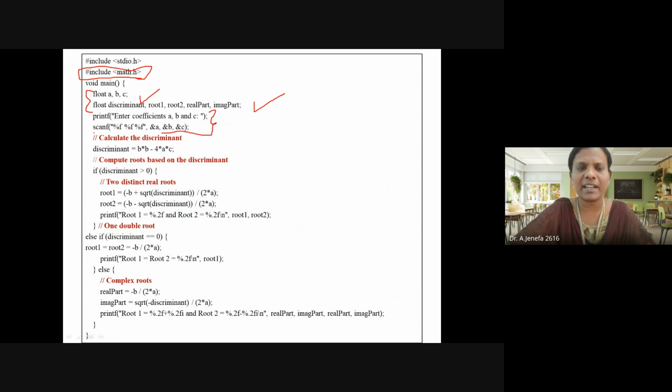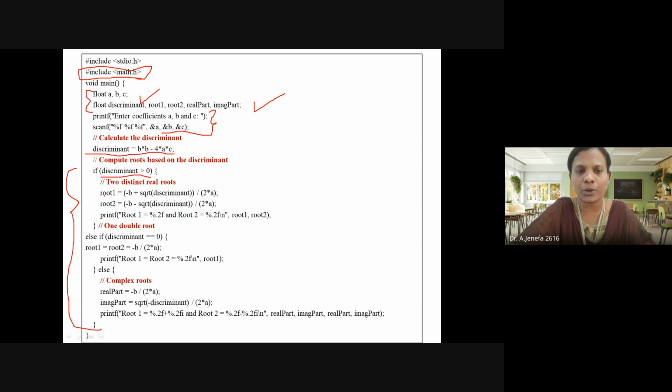After I get the values of a, b and c, before I check the conditions, I have to calculate the discriminant value. How do you calculate the discriminant value? b square minus 4ac. After I find the discriminant value, I need to check those three conditions. For checking the conditions, I have used the conditional statement if. For the first condition, if the discriminant value is greater than 0, we need to calculate both the roots, root 1 and root 2.